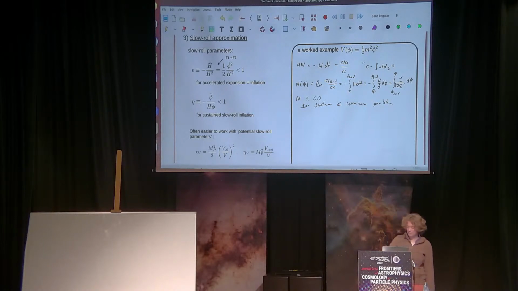Okay, so now let's get back to this example of m squared phi squared inflation. So we can compute our slow-roll parameters. Epsilon V, right, was just M Planck squared over 2 times V prime over V, squared.